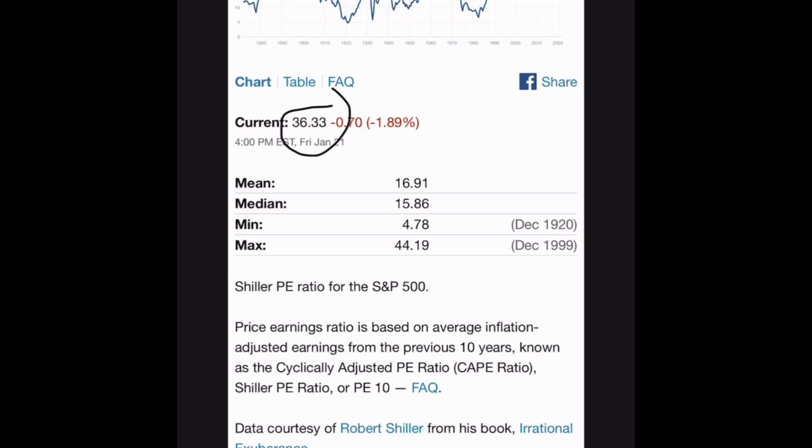And you can go to this website. You can just Google Shiller PE ratio. You don't have to do the math. You don't have to do it yourself. If you feel the need to, it actually tells you exactly what to do.